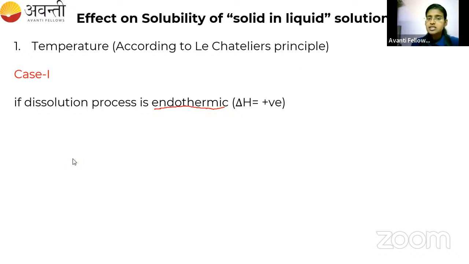So, if the energy is getting absorbed, then those processes are called endothermic in nature. And for those processes, delta H, the change in enthalpy value, will be positive. For an endothermic process, the delta H value will be positive. Very good, students.